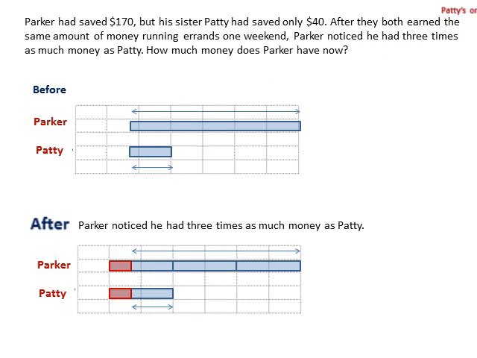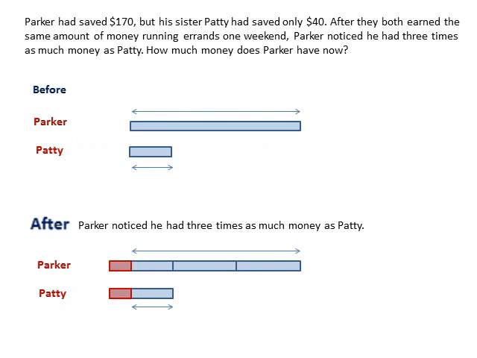And let's label this one: Parker's original amount of money and Patty's original amount of money. Okay. Let's get rid of that so it's not very confusing. Okay, so we have this model now. All right, so let's plug in our values. We know that originally Parker has 170 and Patty has $40. Let's put that in the after model as well.